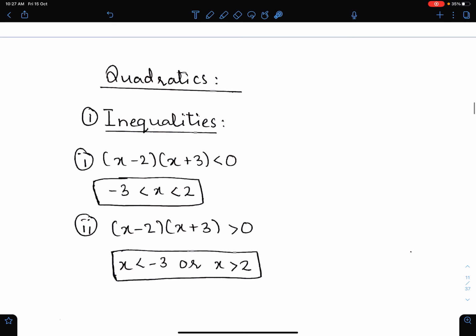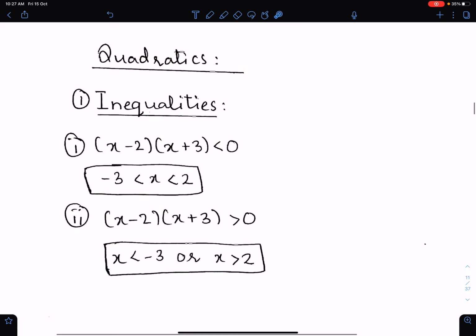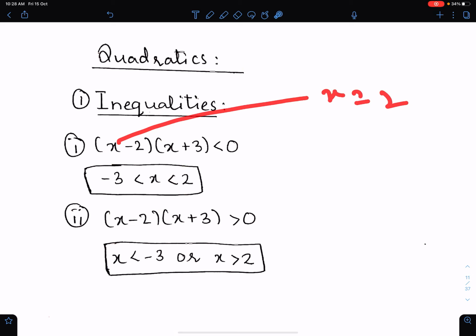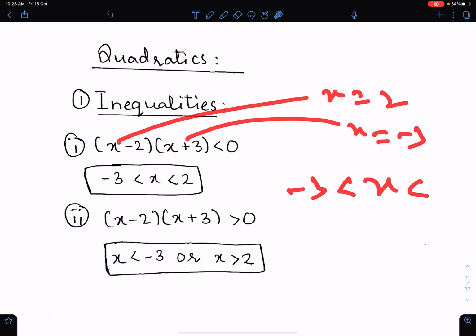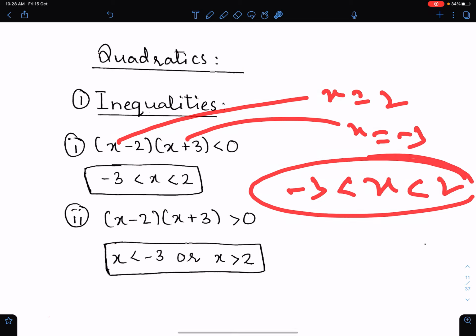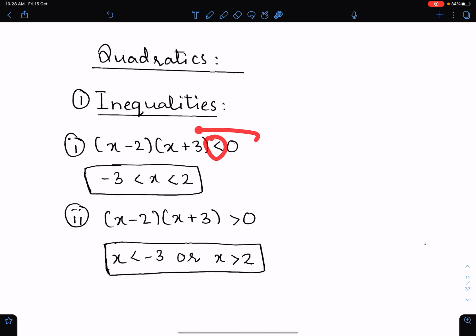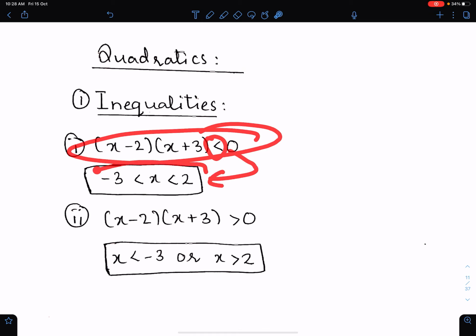Next topic is quadratics. This is very important. When we have lesser sign, then always write answer in this way, combined way, between. Write the smaller value here and larger value here. From this bracket you will get x2, from this bracket you will get -3. So write your answer in this way, smaller, larger. So whenever we have lesser sign, after this step, always state your solution in this way.